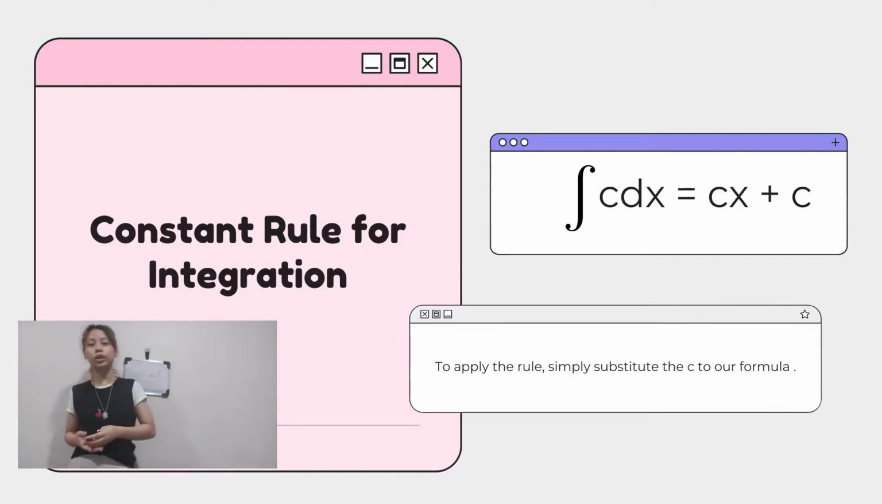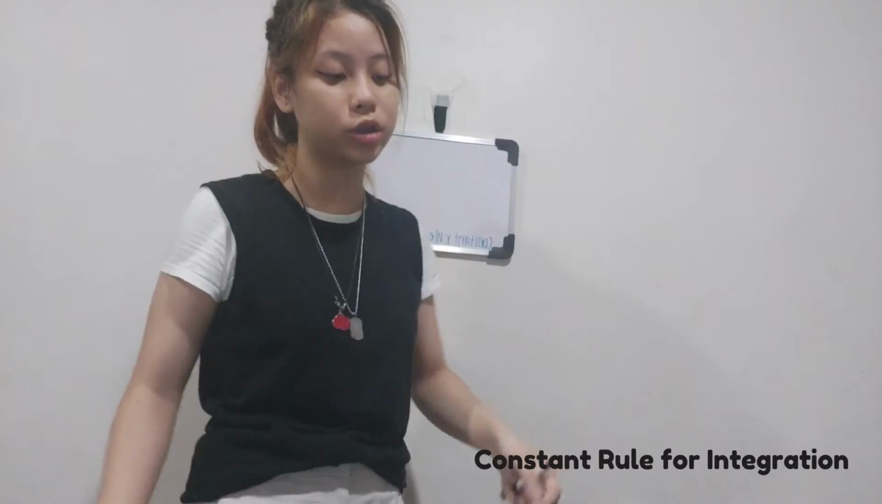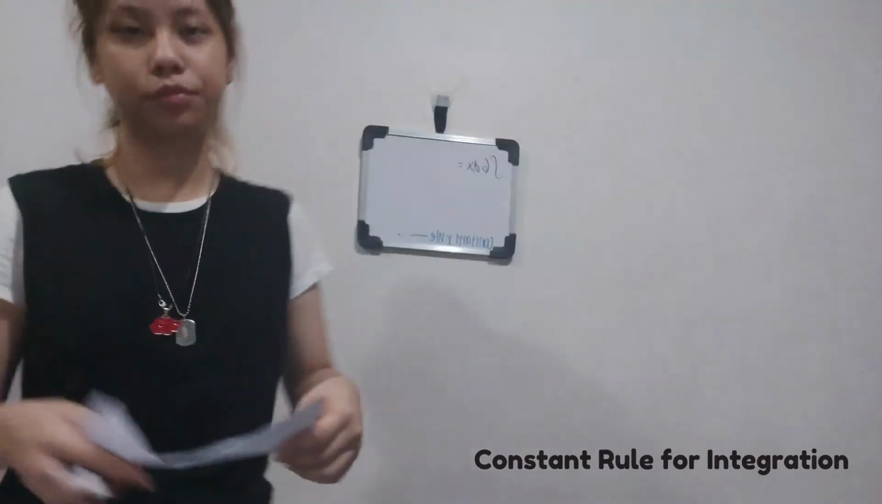So, our next rule is the constant rule for integration. The formula for this is the integration of c dx is equal to cx plus c. So now, let's move on to our example.